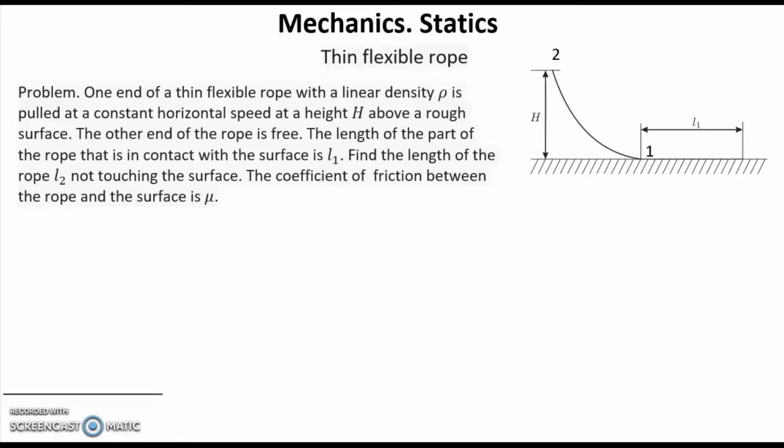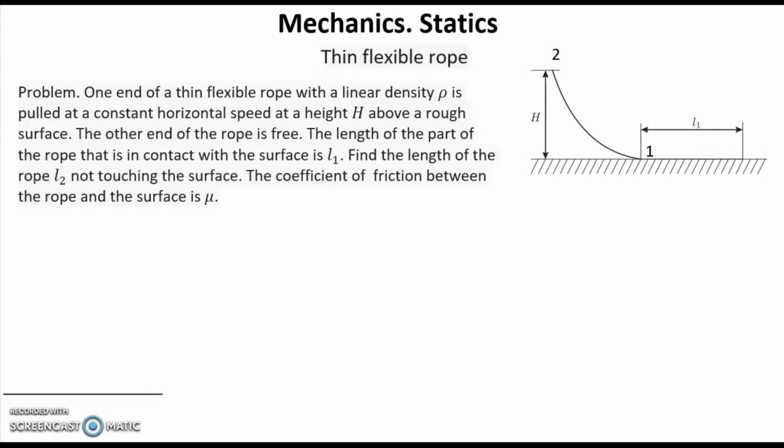The length of the part of the rope that is in contact with the surface is L1. Find the length of the rope L2 not touching the surface. The coefficient of friction between the rope and the surface is μ.